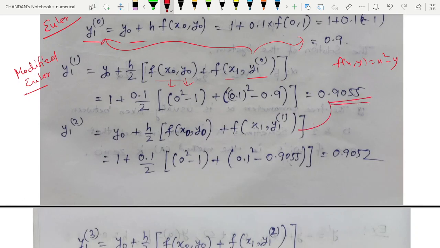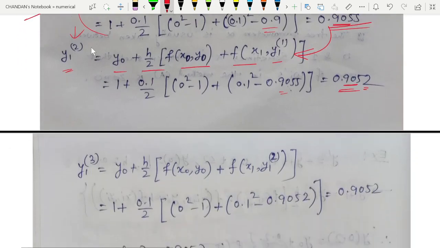Again, we use this value here to improve the value of y. So for the next improved approximation, y1 at 2 is y0 plus h by 2 into f of x0 y0 plus f of x1 y1 at 1, meaning the value that came. Okay, so we put this, and here the value that comes is 0.905. Here 0.905 means up to 3d the value is correct, but we have to find the value up to 4d.